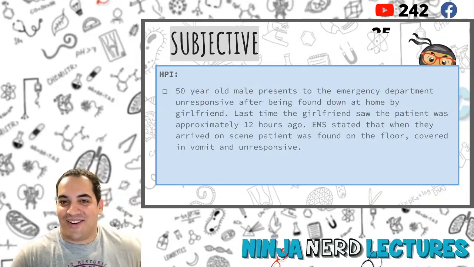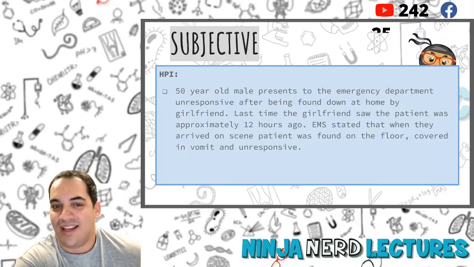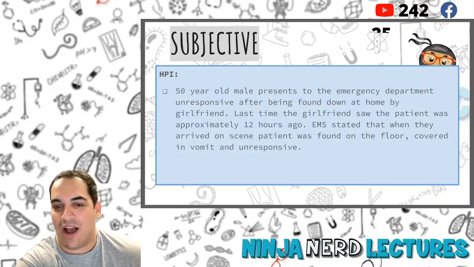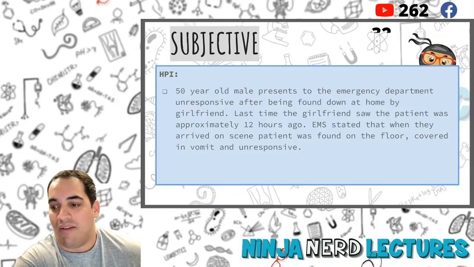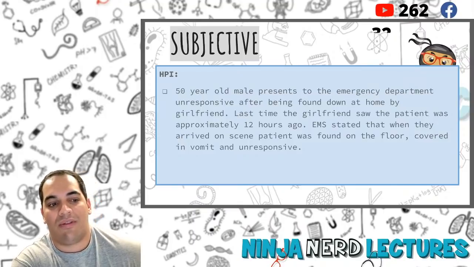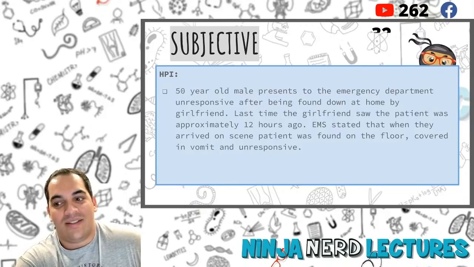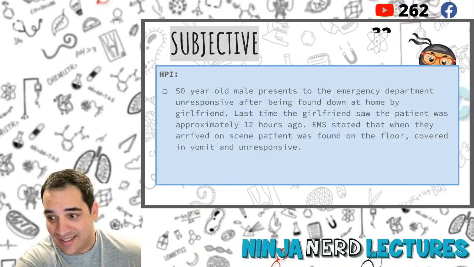All right, so let's get started here. Ready? We have a 50-year-old male who comes to the emergency department unresponsive after being found down at home by the girlfriend. The last time the girlfriend saw the patient was approximately 12 hours ago. EMS stated that when they arrived on scene, the patient was found on the floor covered in vomit and completely unresponsive. That's about all we have about his HPI.